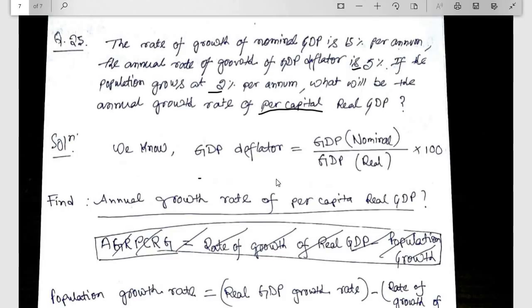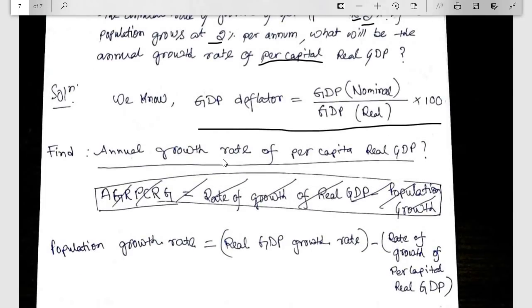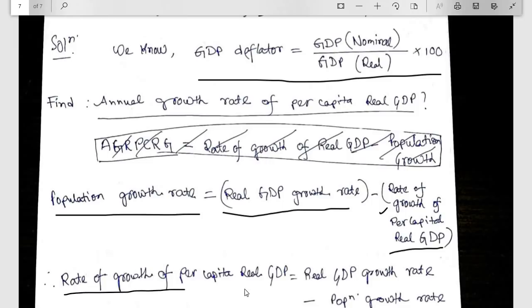We know the formula of GDP deflator: GDP nominal divided by GDP real into 100. But we won't be needing this formula because the GDP deflator is already given. It is 5%, and the nominal GDP growth is given as 15%. We know one formula: the rate of growth of per capita real GDP, which is what we are looking for, equals real GDP growth rate minus population growth rate.